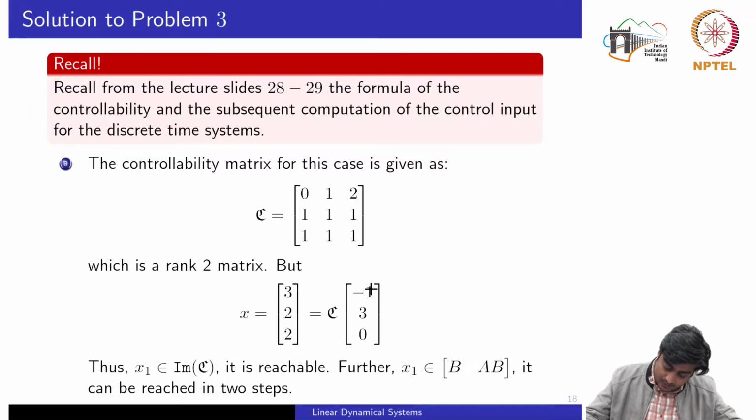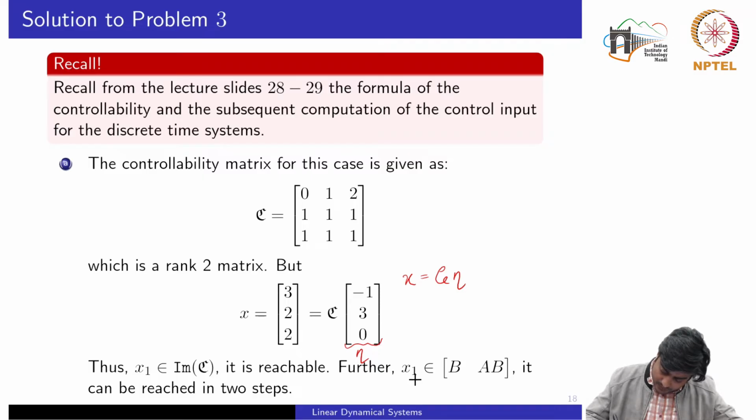By computing ad hoc, or searching for this eta, we find that for this specific eta, which is minus 130, this equation is satisfied, meaning to say x is C eta, where eta is now given by this, meaning to say that this x1 belongs to the image of the controllability matrix. Okay, so this state is reachable.